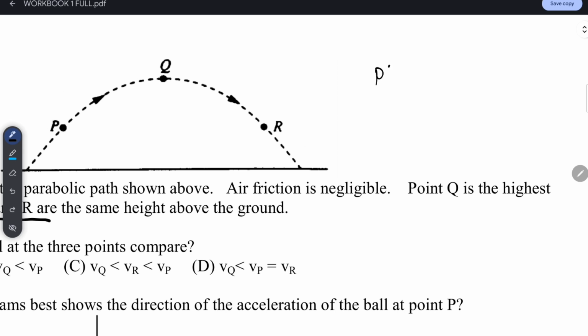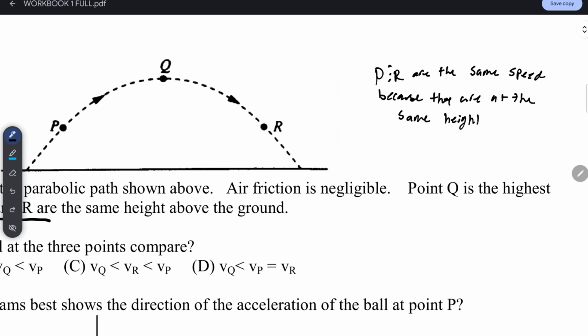Point P and point R are the same speed because they are at the same height.